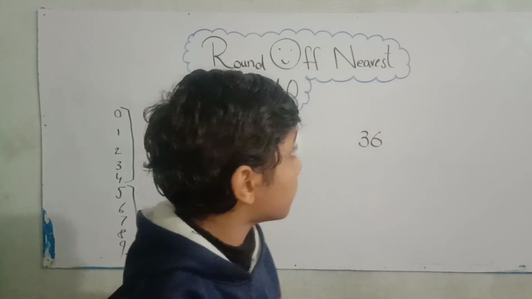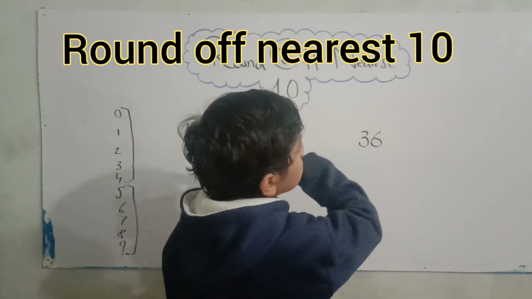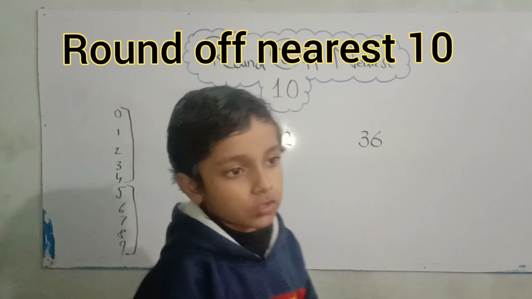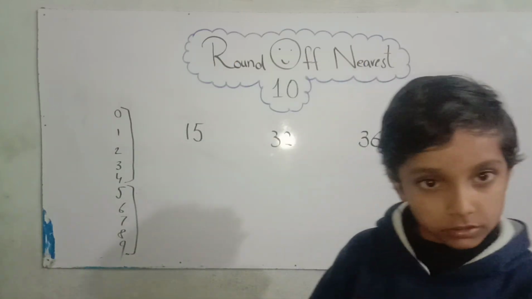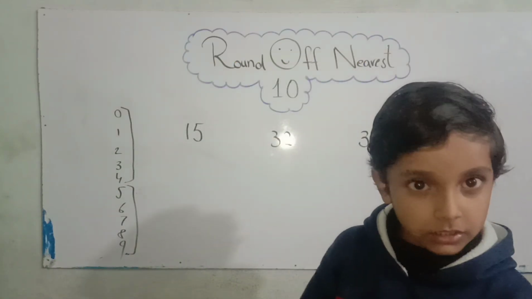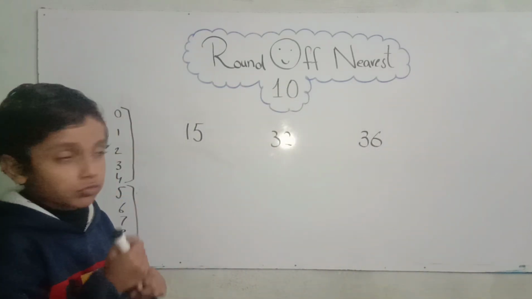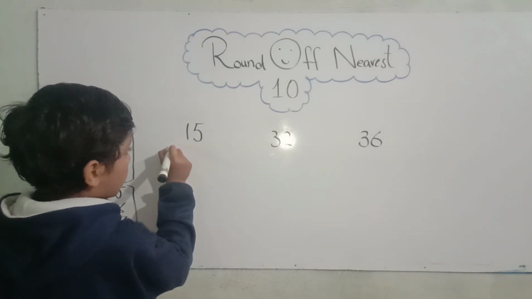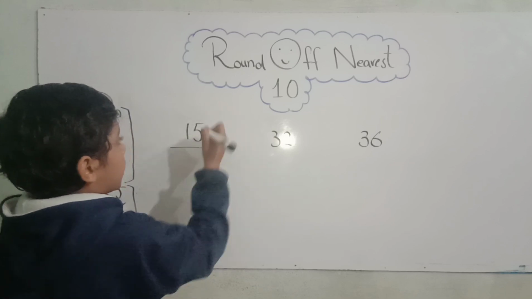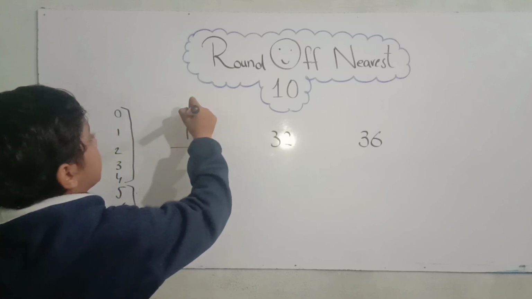In this video we will learn about rounding off to the nearest 10. So let's start. Do you know the first question? Yeah, it's 15. How to round up 15? Now, first we have to write a line and then the ones and tens.